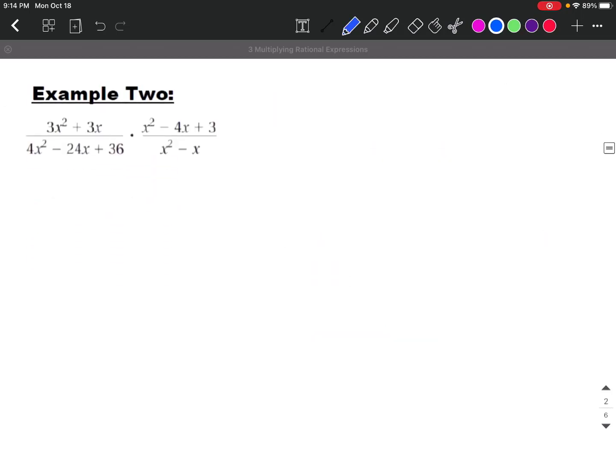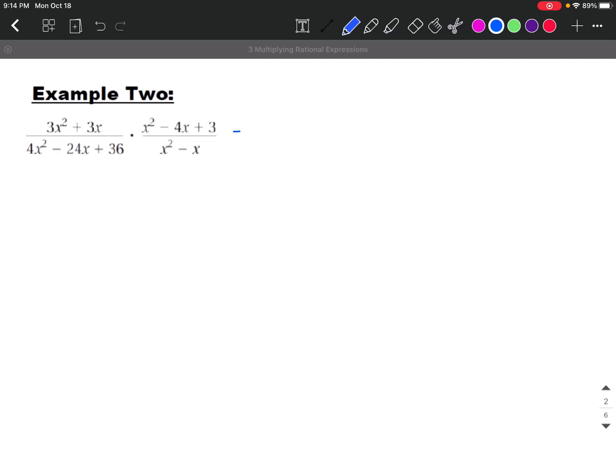Okay, example 2. We have 3x squared plus 3x over 4x squared minus 24x plus 36 times x squared minus 4x plus 3 all over x squared minus x. There's going to be a whole lot of factoring going on.